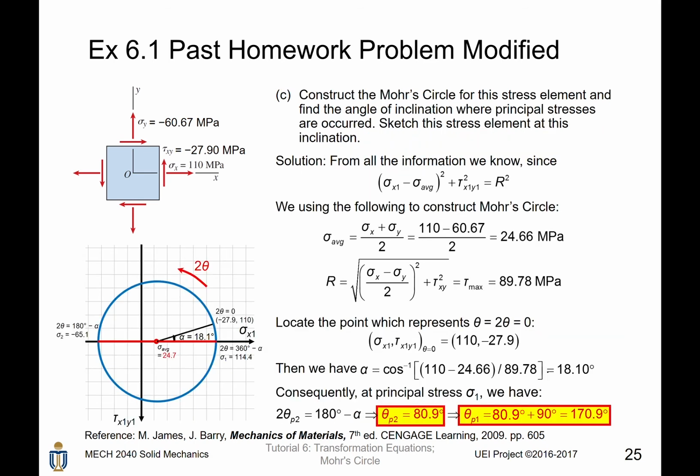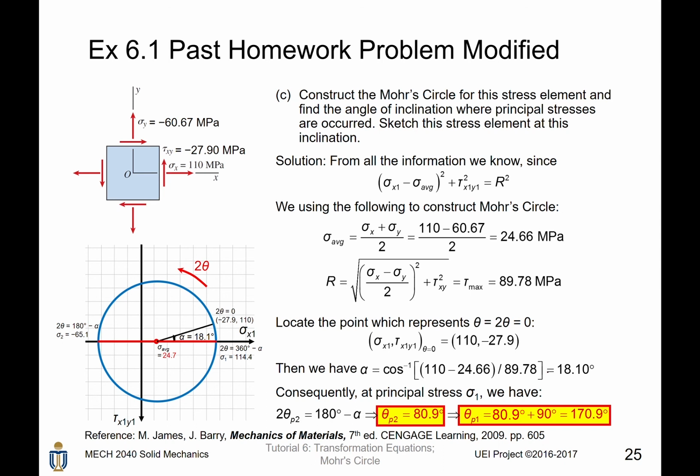Next, by using the results in the previous slides, you are going to construct the Mohr circle for the stress element, as well as find the angle of inclination where the principal stresses occur. You're also going to sketch the stress element at this inclination. As we discussed previously, the equation for the Mohr circle is given by sigma x1 minus sigma average squared plus tau xy1 squared equals r squared.